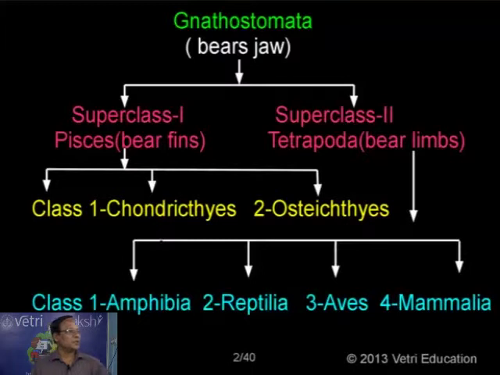Now the superclass Tetrapoda is normally divided into 4 classes. Class 1, Amphibia. Class 2, Reptilia. Class 3, Aves, and class 4, Mammalia. We'll see one by one what is the nature of each group, how far they originated, during which period, what are their characteristic features, in what way they are related to each other, how far they originated from the preceding groups.